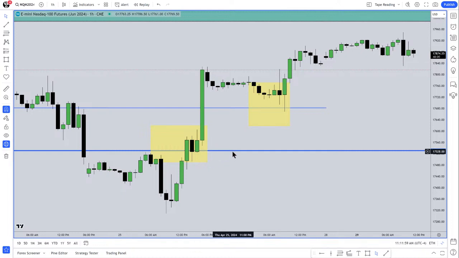What's this blue level? That's that daily order block. It's opening price. It's not a zone. It's a very specific price level. It's not ambiguous. So you need to be looking at that level in a lower time frame. And we're only on an hourly chart.